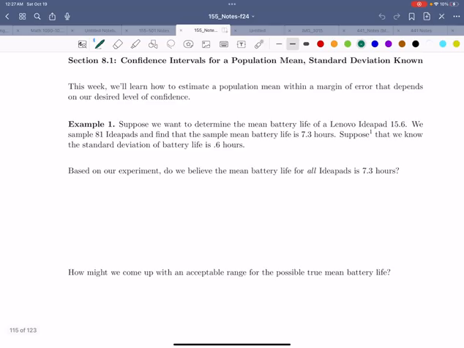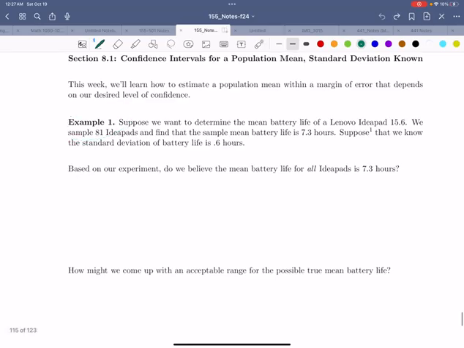Anyway, let's consider example 1 right here, where we're trying to estimate battery life, the average battery life for a Lenovo IdeaPad. It's a type of laptop. I made up these numbers. Don't sue me, Lenovo. Suppose we sample 81 laptops. Mean battery life is 7.3 hours.